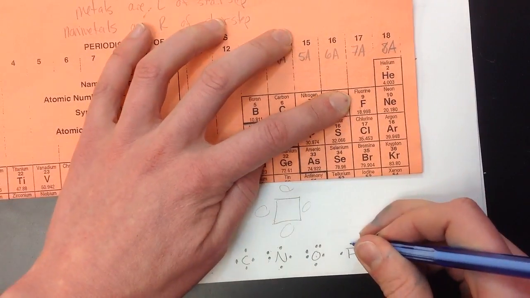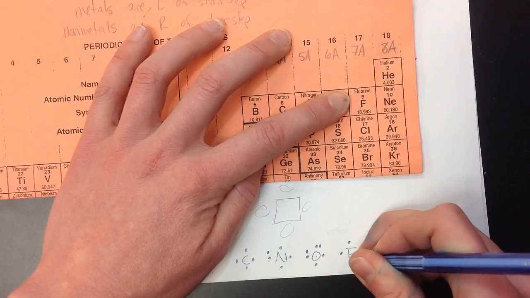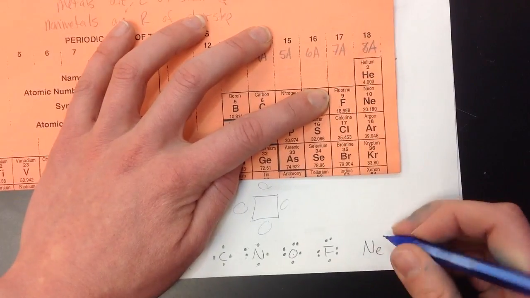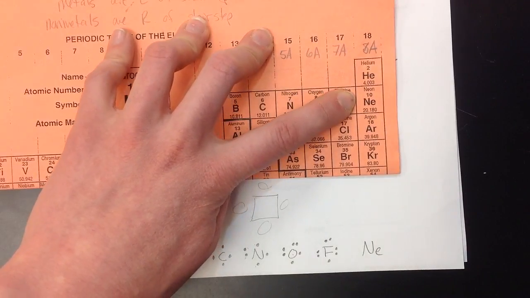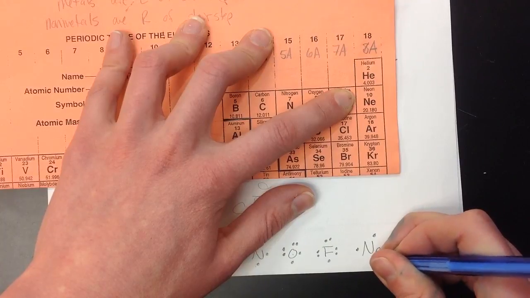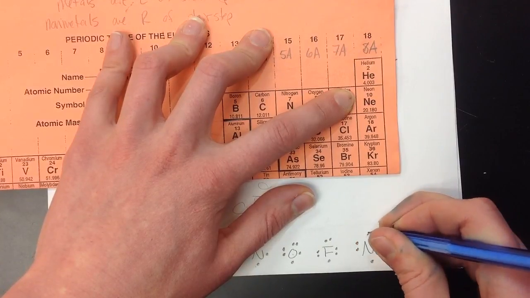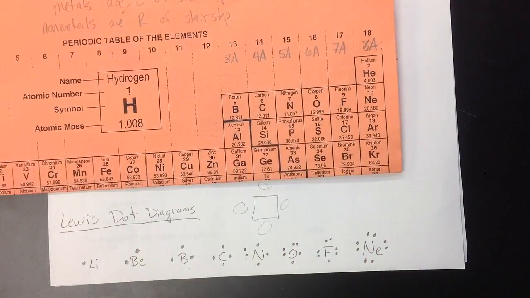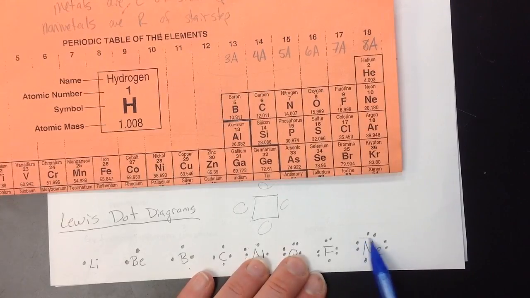So that would be the Lewis dot diagram of oxygen. Fluorine is in group 7, so 1, 2, 3, 4, 5, 6, 7. And then neon is in group 8, so it would have 8 valence electrons around it. 1, 2, 3, 4, 5, 6, 7, 8. Some things to note, we are using the 4 sides. Don't make them equally spaced around there. We do want it to look kind of like a box so that there's 2 on either side.